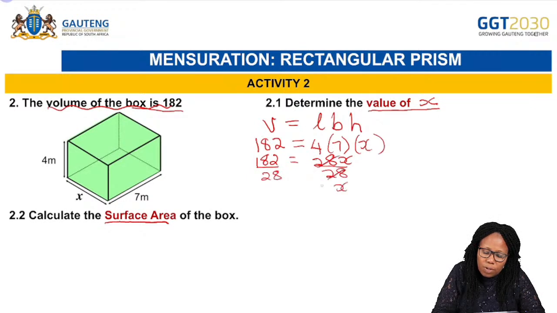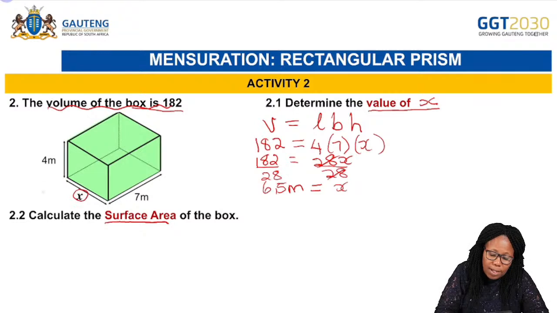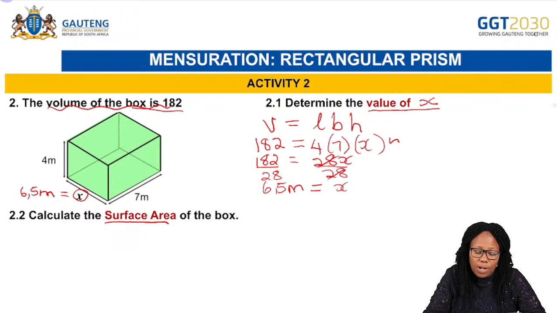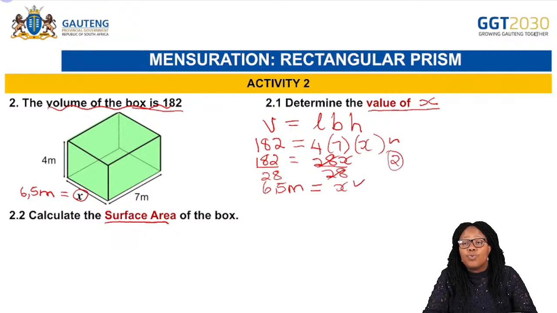Therefore, X will be how much? The 6,5. Then you can now put in your unit. So the X value here is equal to 6,5 meters. And then now grade 12, the first mark will be for substituting in the correct formula and the simplifying. Therefore, that question will be worth 2 marks.